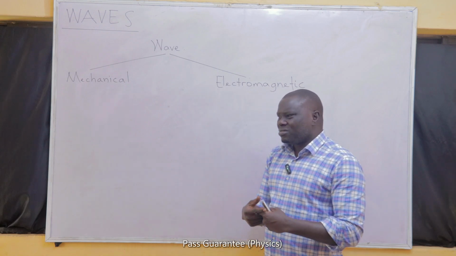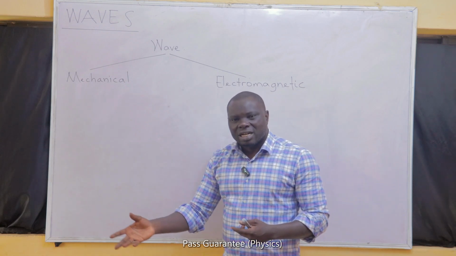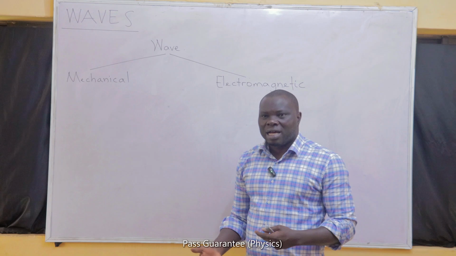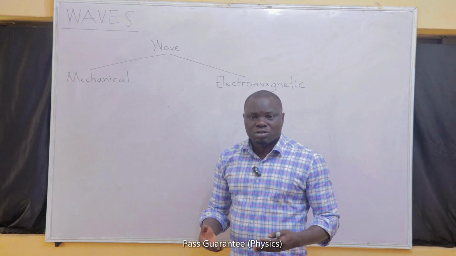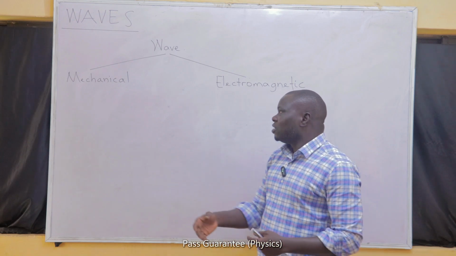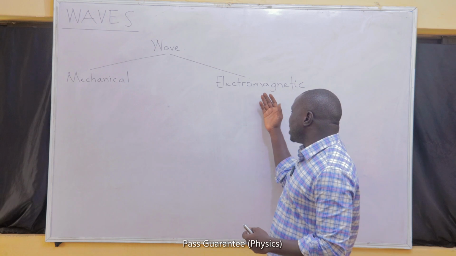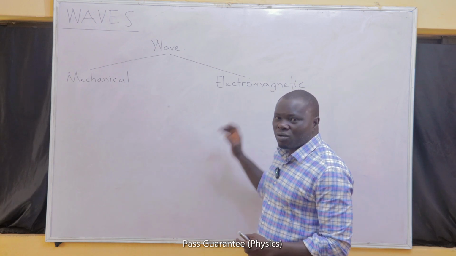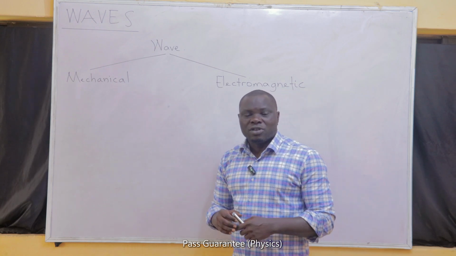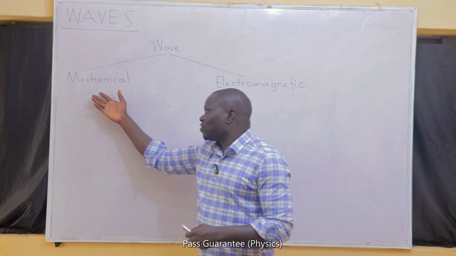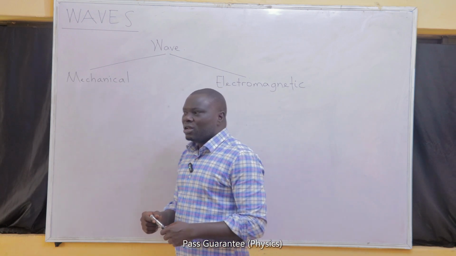When they do not require material medium, they do not need a solid, liquid or gas, or even when those things are placed in their path, it causes some obstruction to the propagation of the wave, then those things are called electromagnetic waves. Electromagnetic waves do not require material medium for their propagation, while mechanical waves require material medium for their propagation.